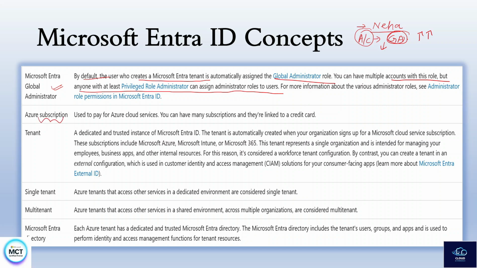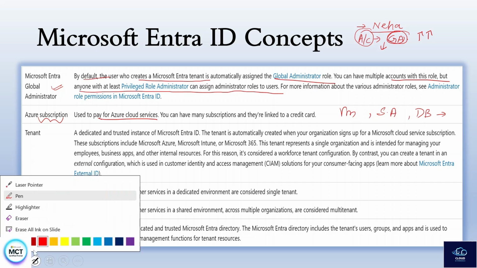Then, as we discussed, what is a subscription? It is used to pay for the cloud service. For example, if I run a VM, a storage account, or any database resource, how am I going to pay for these services? Using my subscription. It can be a pay as you go subscription or a free tier subscription. Like I told you, you can create your own free account with $200 credit. With a free account, whatever services you spin up will be billed from that $200.